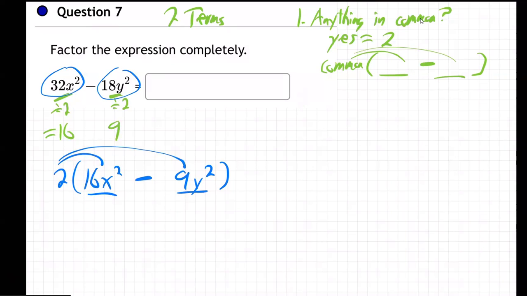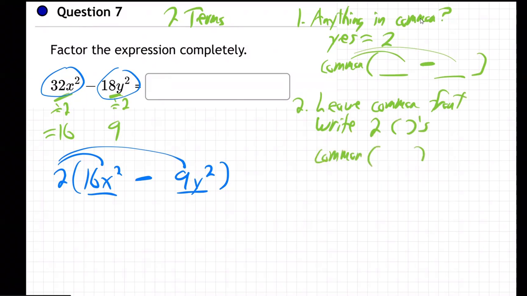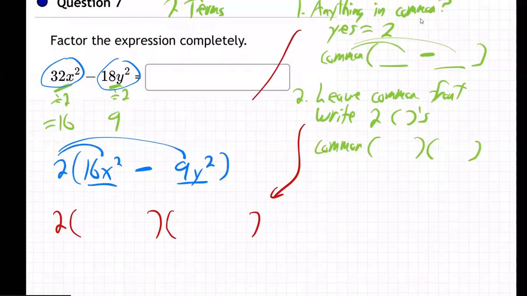And step 2. Let's go with the same color we've been using. So step number 2. Now, you leave the common in the front. Then you write 2 parentheses. So it's going to be common and 2 parentheses. So I'm going to leave the 2 in the front. Let me change colors. I'm going to leave the 2 in the front, and I'm going to go to 2 parentheses now. So this was step 1. This is step 2.